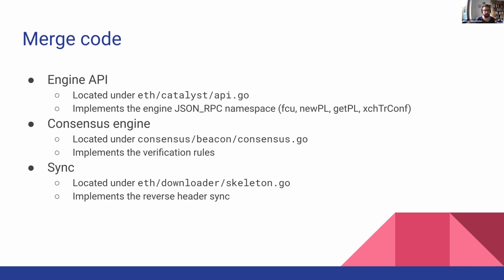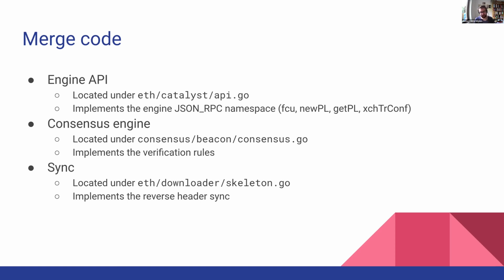And so, for example, newPayload is the call for the consensus layer to tell the execution layer, hey, this is a new block. Please execute this block and tell me if this block was executed correctly. And yeah, that's, as I said, located under the Catalyst package.